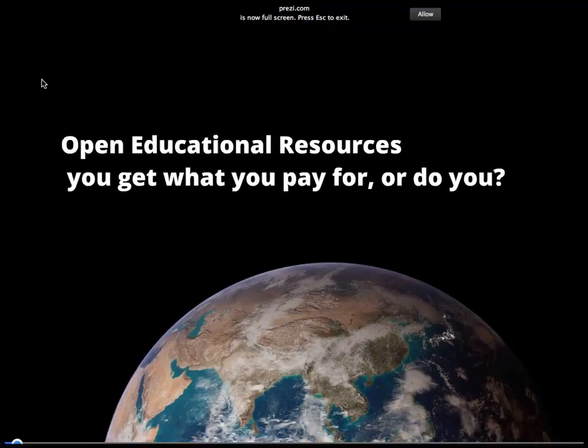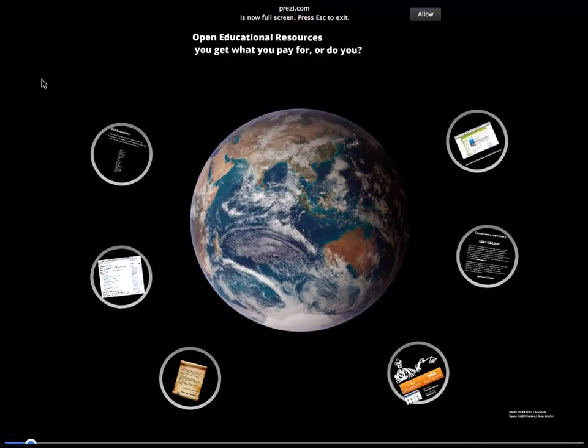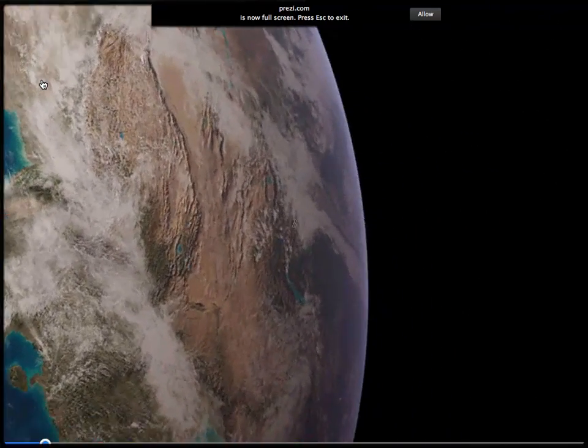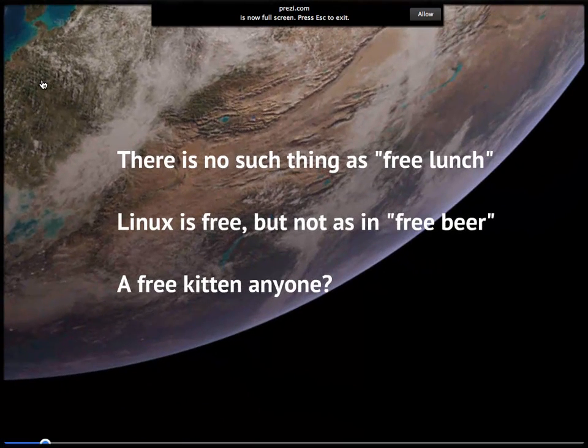So first of all, I used the word free when describing these resources. And if we look deep down at common sense, there are a few things that we know about free. There's no such thing as free lunch. Or Linux is free, but not as in free beer. And actually, in this session, I'll talk quite a bit about how free or open source software was created, because open educational resources sort of follow that path. And then the whole idea of a free kitten.